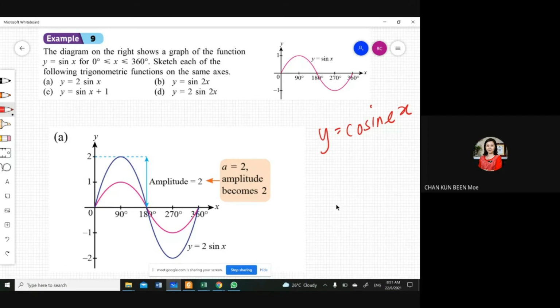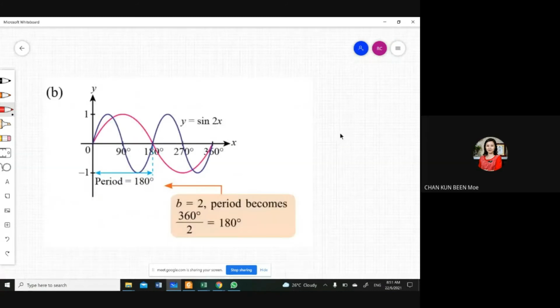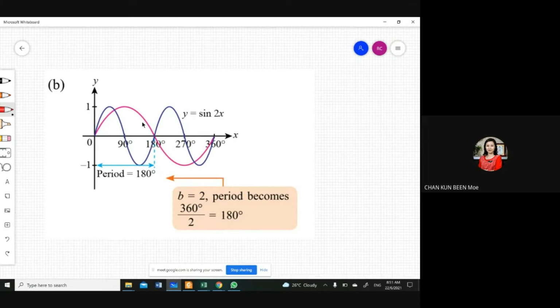So how do we do that? They show you the working so that you know how to do that. The original one is the one in pink. So when it becomes sine 2x, from 0 to 180 there will be one complete period, and then from 180 to 360, another period. So when b is equal to 2, the period becomes 360 divided by 2 equals 180. Meaning from 0 to 180 you will have one complete period, and from 180 to 360 another complete period.